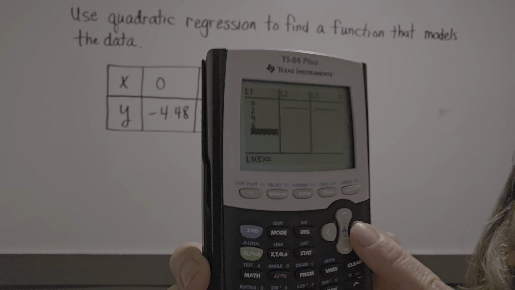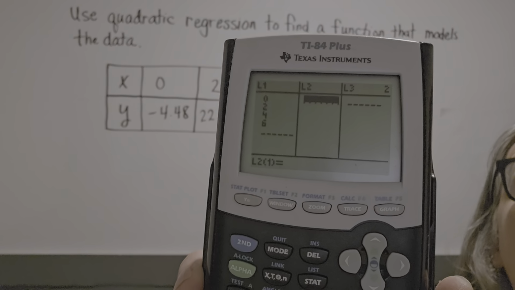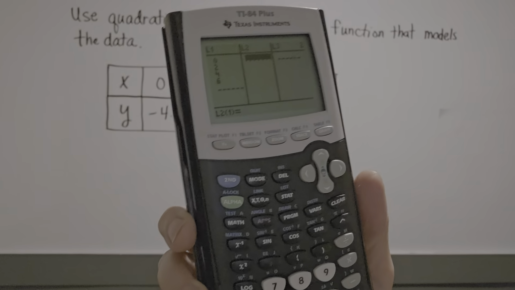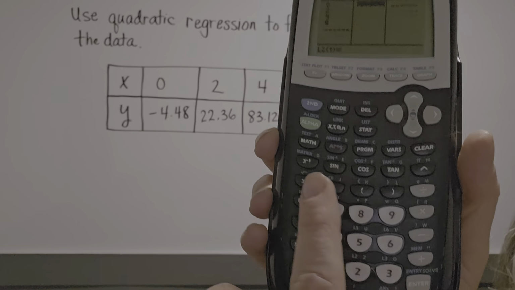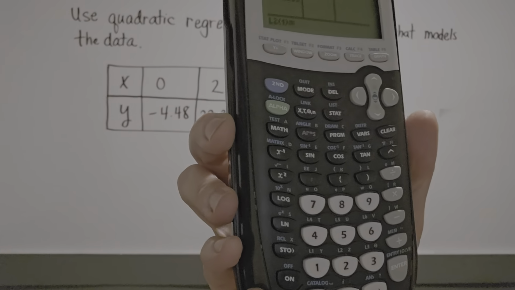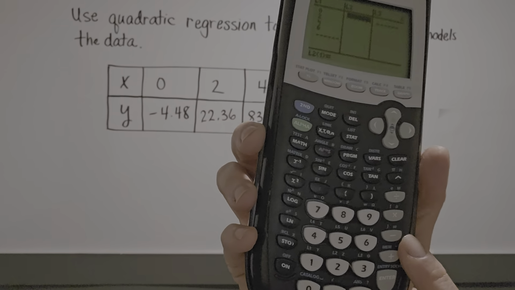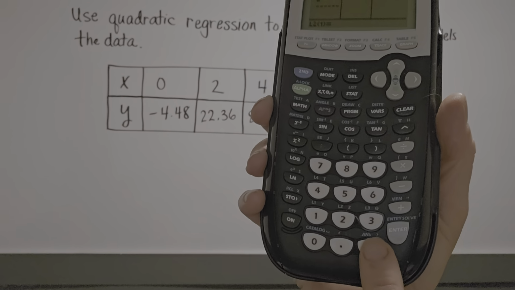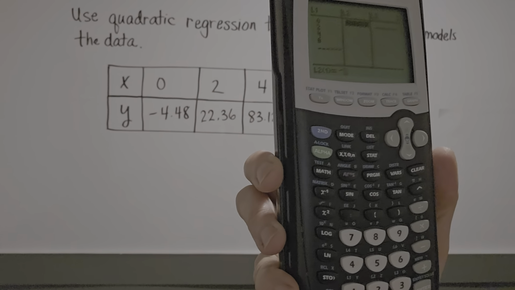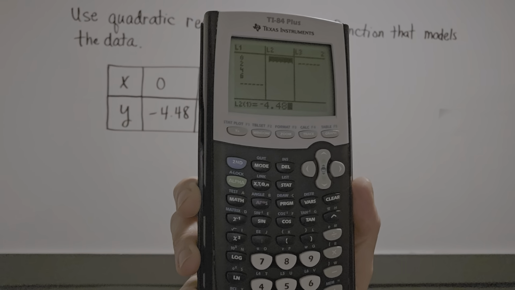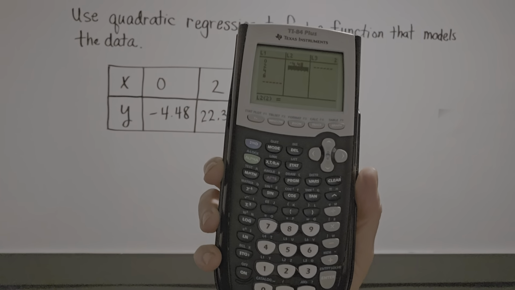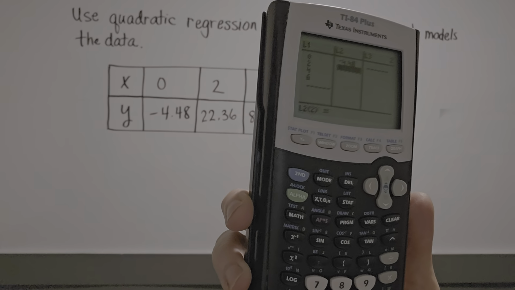And then I'm going to go over to list 2. And I'm going to enter in the same manner, negative 4.48. When you do negative, do not use the minus. Make sure you use the negative. So it's going to be negative 4.48, enter. And then I'm going to do 22.36, enter.